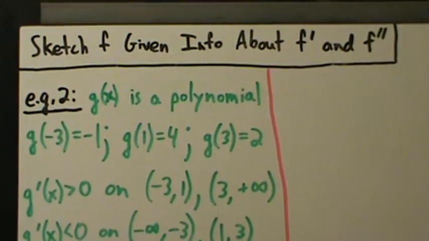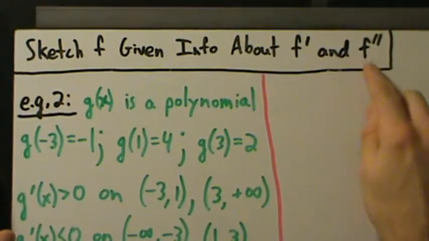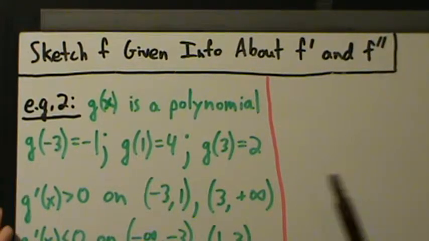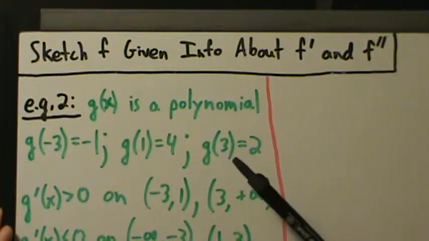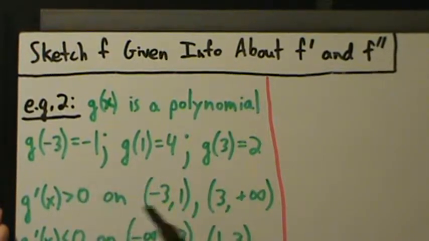Here's example 2 of sketching a graph of a function f given information about f prime and f double prime. So here we're going to call the function g, but remember we've said it a bunch of times, it really doesn't matter what you call the function, all the same rules still apply. So we're going to sketch the graph of g given information about g prime and g double prime, and also some of the points on g.